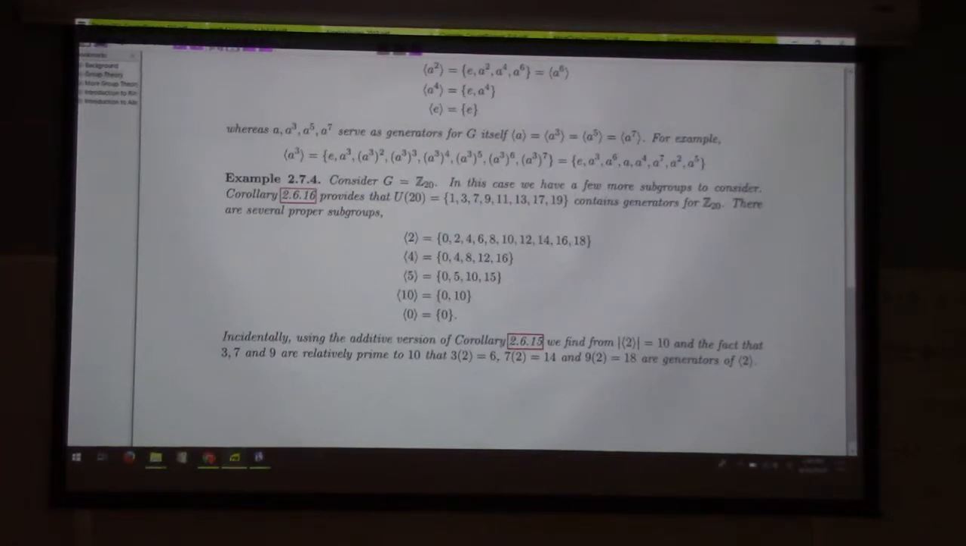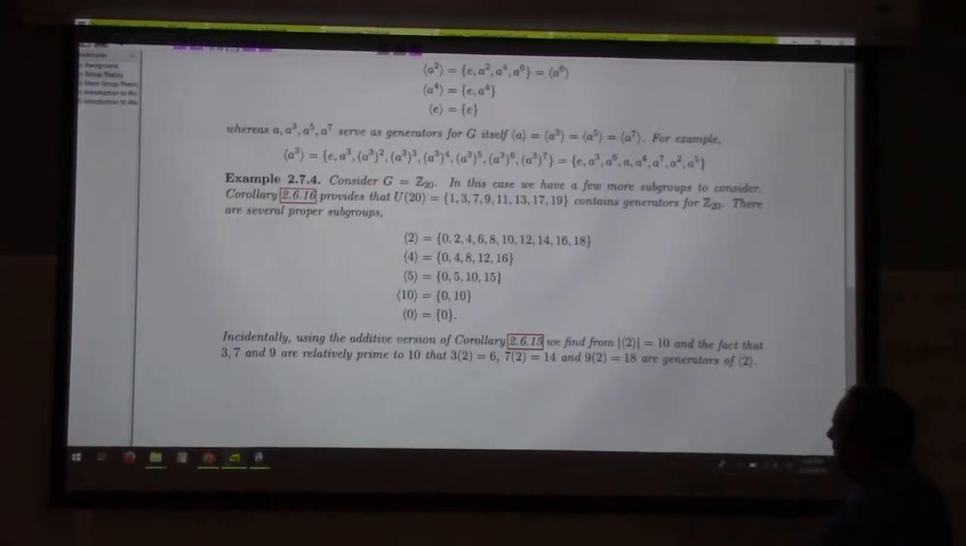So here is Z20. What do you got in here? Here's my group of units, mod 20. It's got these: 1, 3, 7, 9, 11, 13, 17, 19. I don't know, I should learn these things. It's the future. So 8 things, right?